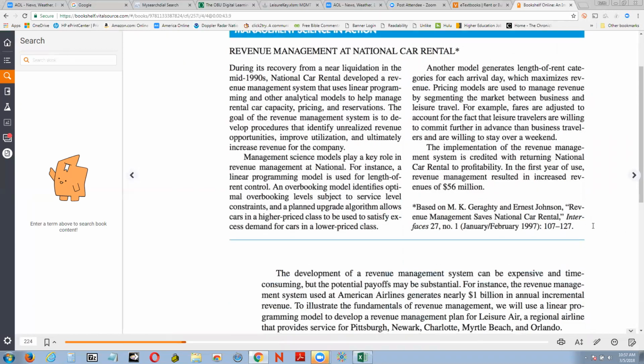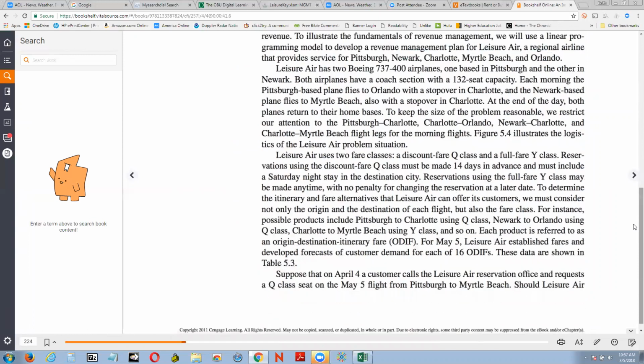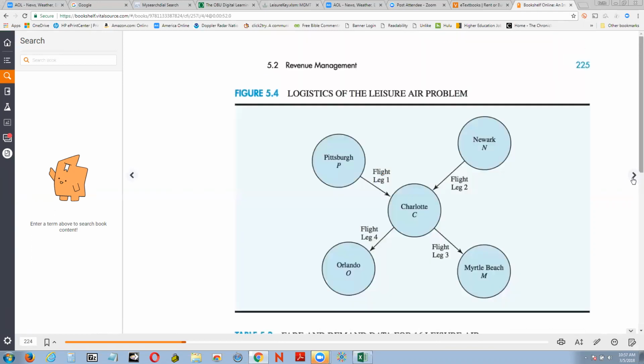And so we start to get some information over here about Leisure and what they do, okay? And we'll flip over here, and you can see the model, okay? This is a schematic model of how Leisure Airlines operates. What they do is they collect passengers at these two terminals, Pittsburgh and Newark. They funnel them into Charlotte, and then they funnel them out to Orlando or to Myrtle Beach. That's where they fly. So they use a hub system, although it's really more like a faucet or a funnel, where these passengers are coming in, okay, and then we pop them on out.